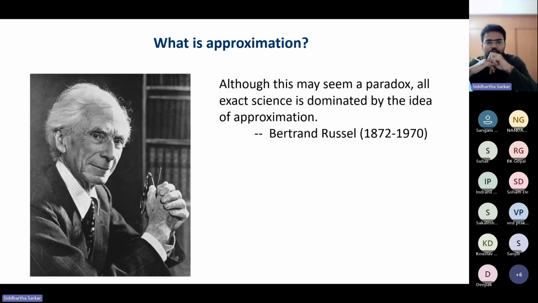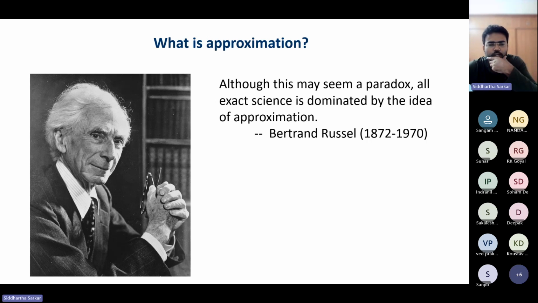So here is a relevant quote. So this is from the British mathematician and philosopher Bertrand Russell. He says, although this may seem a paradox, all exact science is dominated by the idea of approximation. So he says that exact is always illusory. I mean, nothing is really exact in life or in science. Always we have some approximation. Okay, so nobody is an absolute best, nobody is an absolute topper, nobody is anything absolute. It's always some approximation to the absolute best, right? So I like this quote quite much.